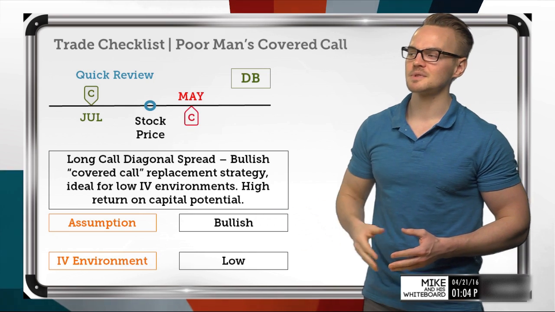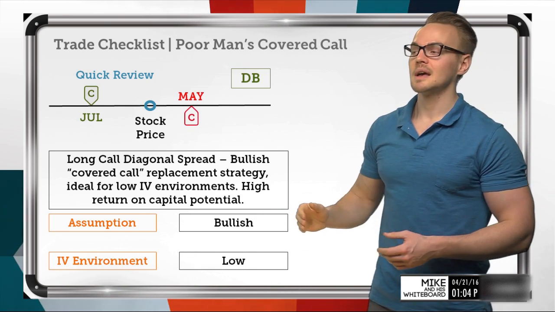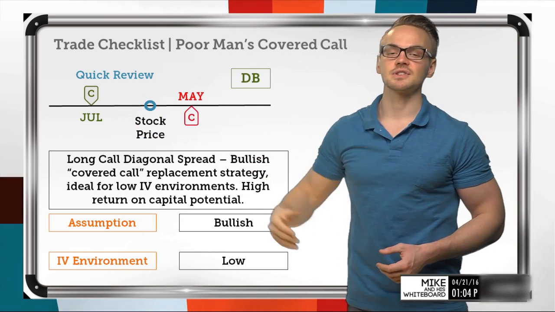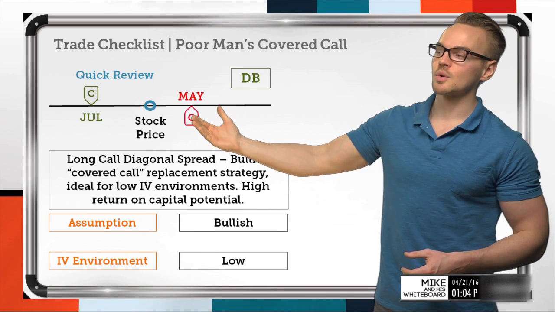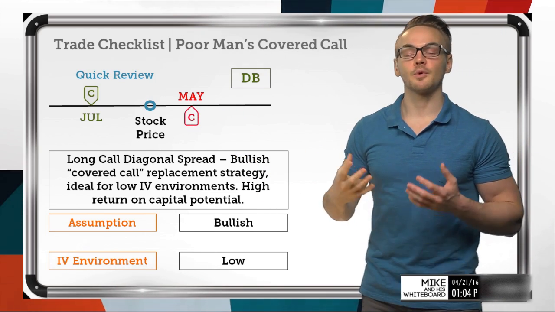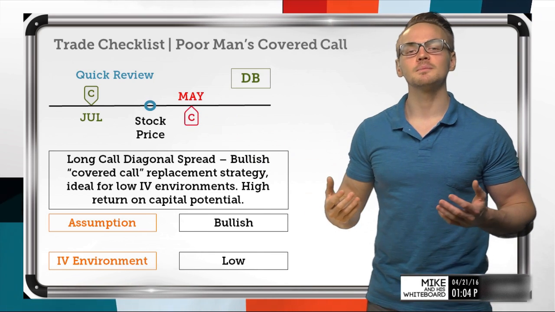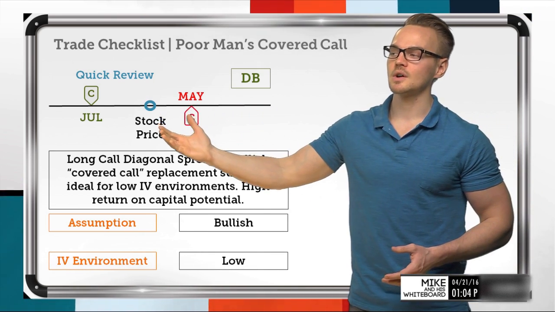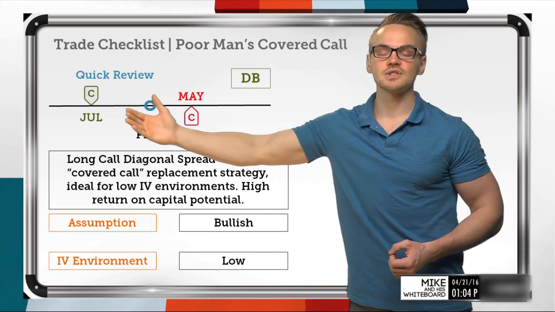And again, our assumption is bullish because at the end of the day, we want the stock price to move up, because when the stock price moves up, our long call that we have in July is going to gain intrinsic value. And our short call that we've sold for purely extrinsic value, since it's out of the money, even if it moves a couple points in the money, we're going to be able to offset that loss with the gain that we'll see on that July call.